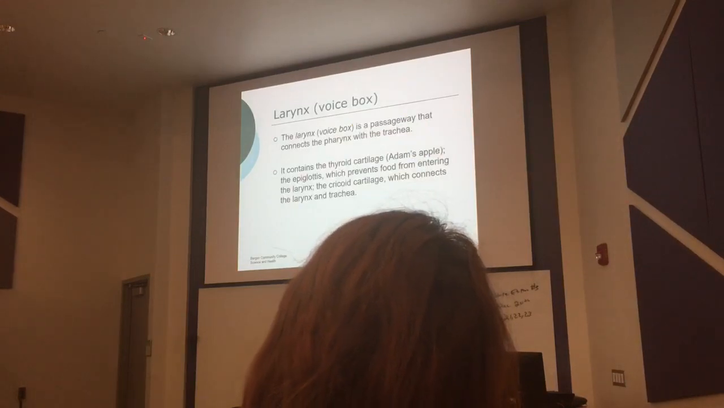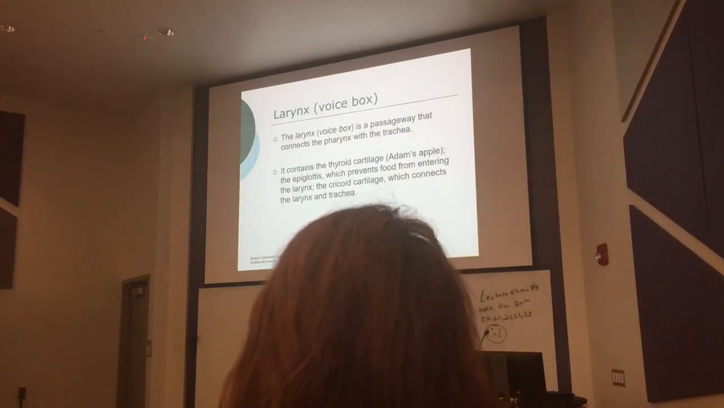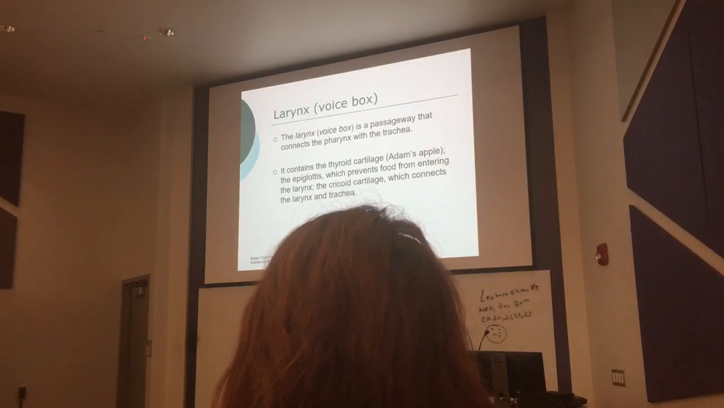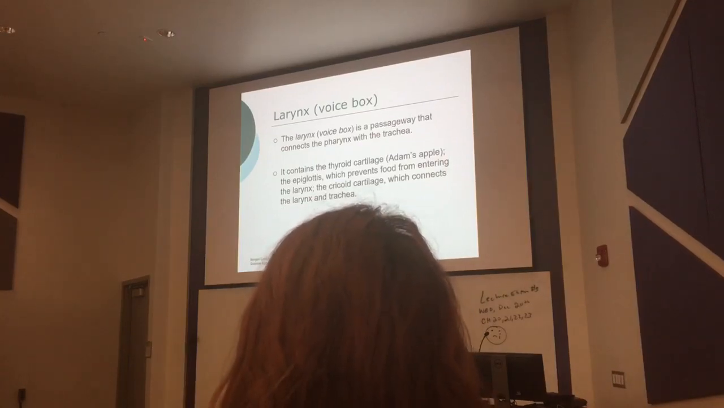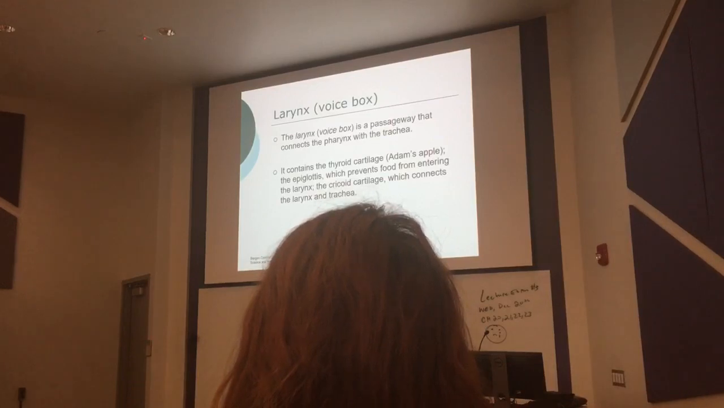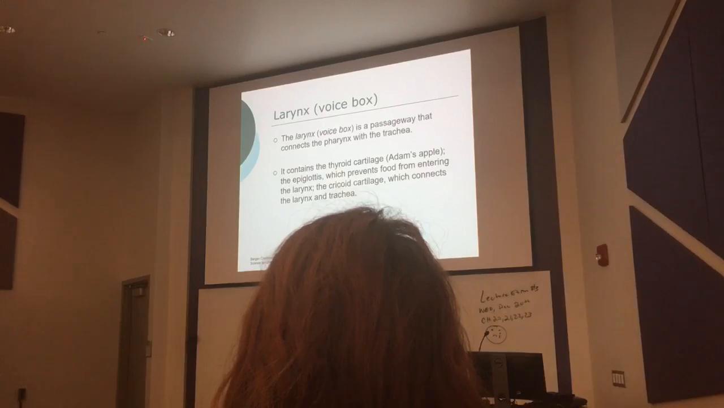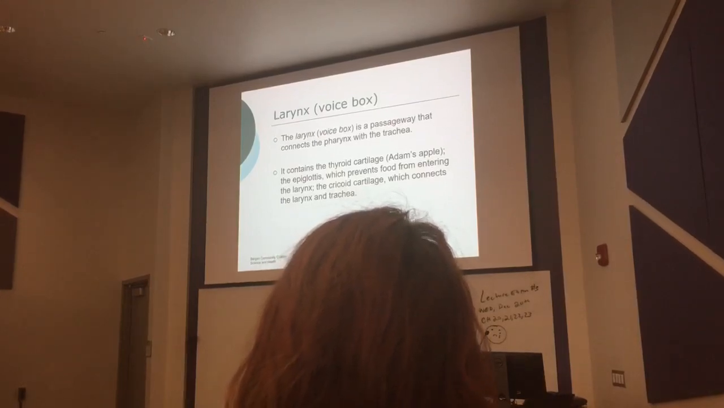Okay, very important: the larynx is the voice box. It connects the pharynx and the trachea. The larynx is made up of thyroid cartilage, and the thyroid gland is right underneath it. We call that thyroid cartilage the Adam's apple. Everybody has an Adam's apple; it's just more prominent in males because their voices are low. It makes the voice clear.